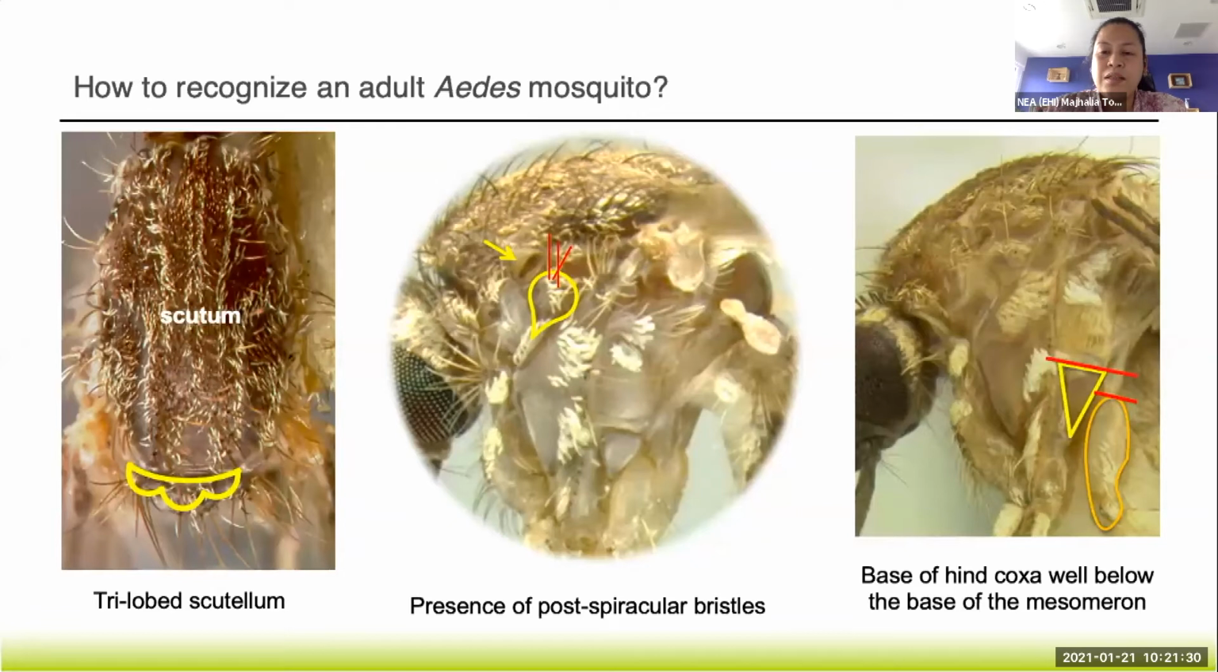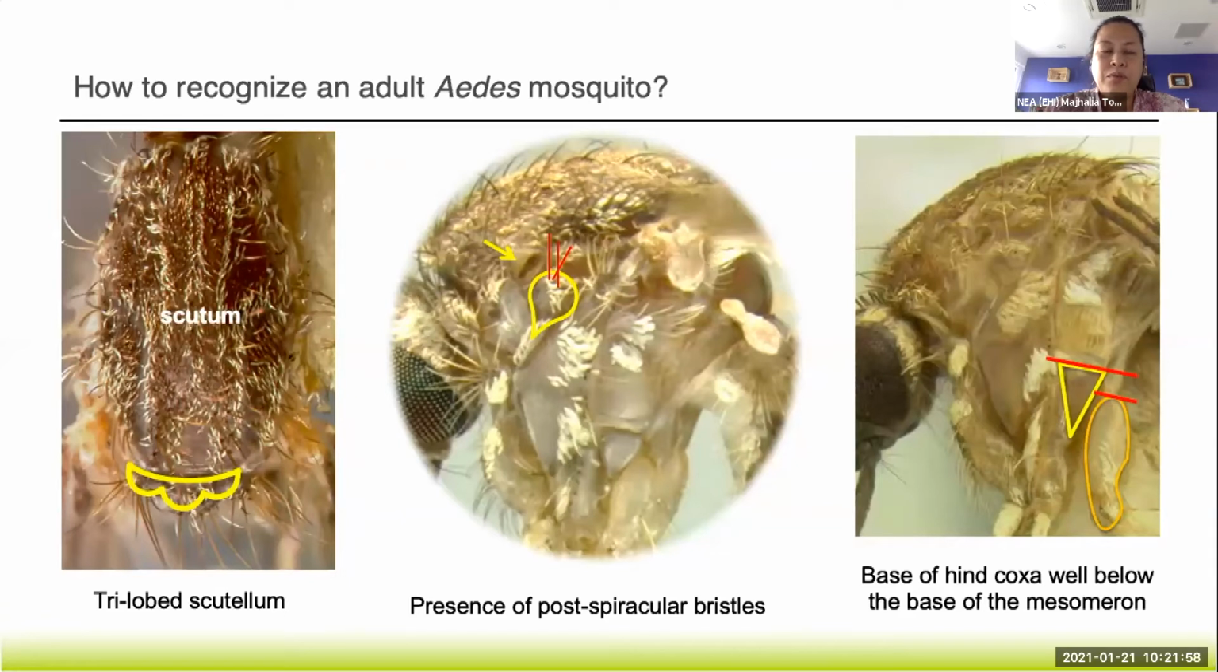So you can see that the base of the mesomeron and the base of the hind coxa are not in one line. They are two parallel lines. So this is what we call the bases are not aligned, and this tells us that we are dealing with an Aedes mosquito. It has to be a combination of all these three characters and not just one. We cannot just choose one of them to say that this is an Aedes mosquito.